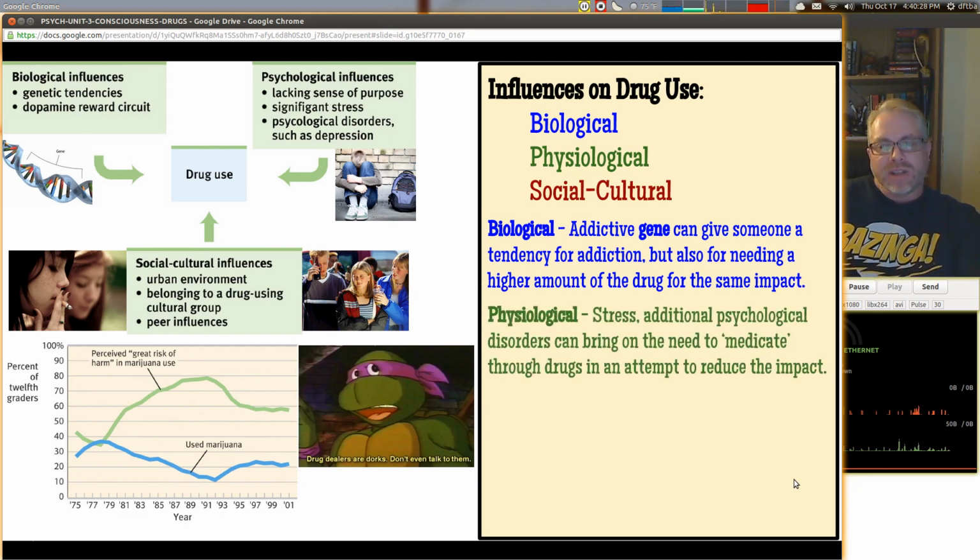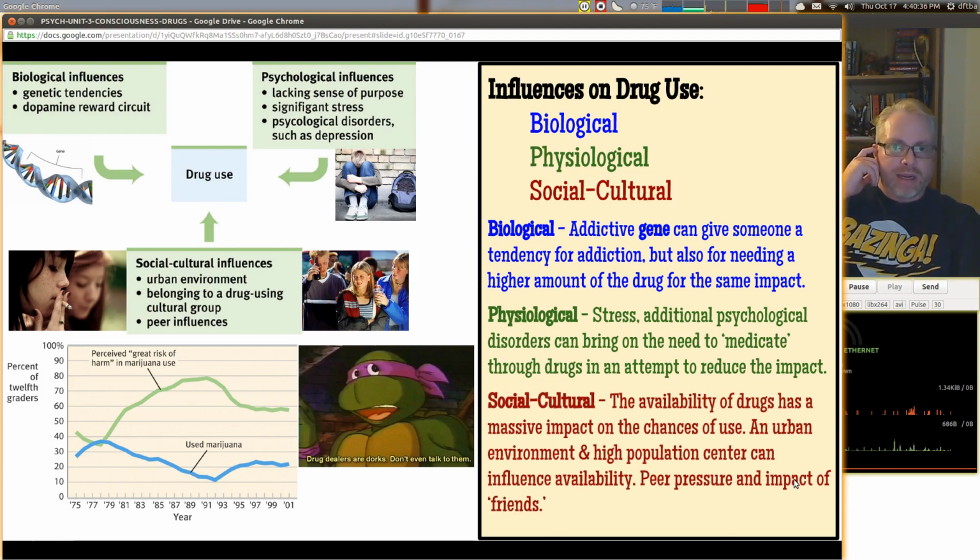So physiologically, stress and additional psychological disorders can bring about the need to medicate through drugs in an attempt to reduce the impact. We will talk much more about that in the future, but they can have a very addictive quality as well. The sociocultural perspective is the availability of drugs. That's a very big problem, especially in more urban or suburban environments, and the higher the population, the greater the influence and the availability of the drugs.